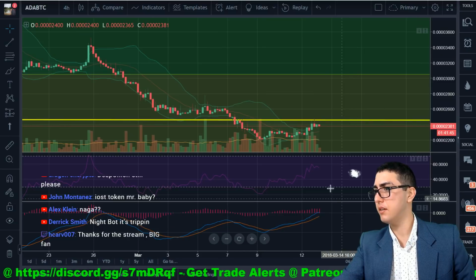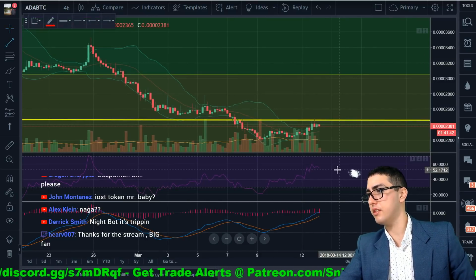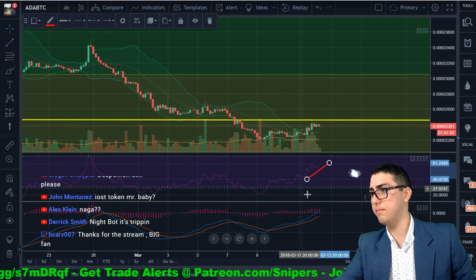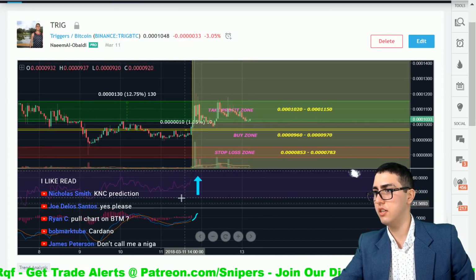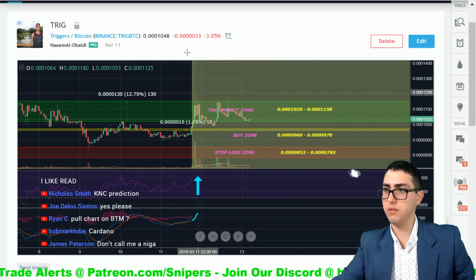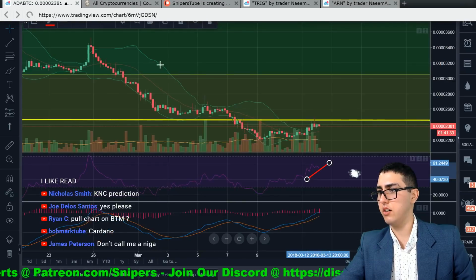MACD's crossing up. RSI is in an upward trend. This is good. Look at that. RSI up. That's actually how we called out this trade. RSI was up, and that's where we saw the breakout. So same thing here. RSI is up.